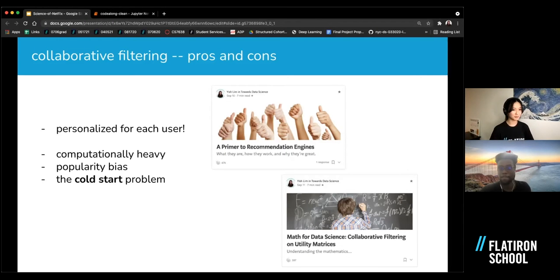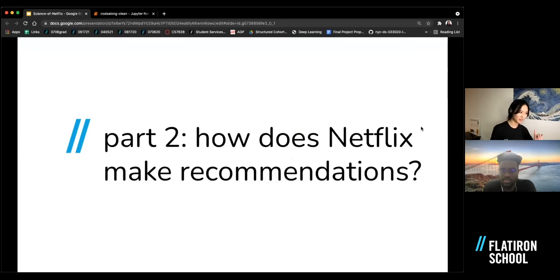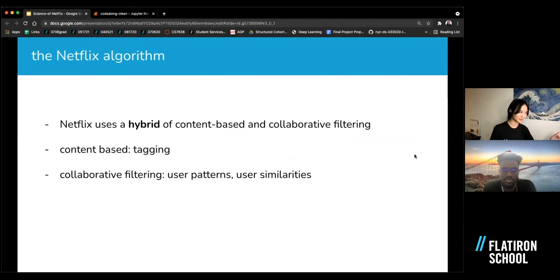I want to talk about specifically how, through my research, Netflix does it, because we did talk about collaborative filtering on a very small scale, but how does Netflix do it? Because you imagine their utility matrix is going to be massive. So through my readings, I found a couple things out. They actually do use a hybrid of content-based and collaborative filtering.